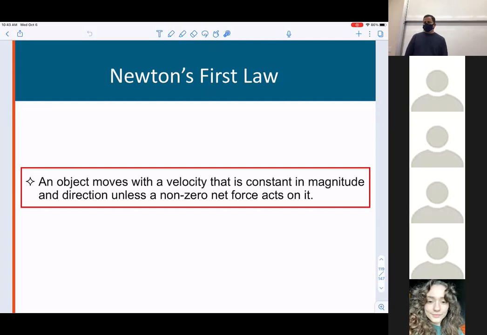Okay. So for example, there's things sitting on the table. There's a force of gravity down. The surface of the table is pushing back up. That net force is zero. And so therefore, it just sits there with zero velocity forever and ever.